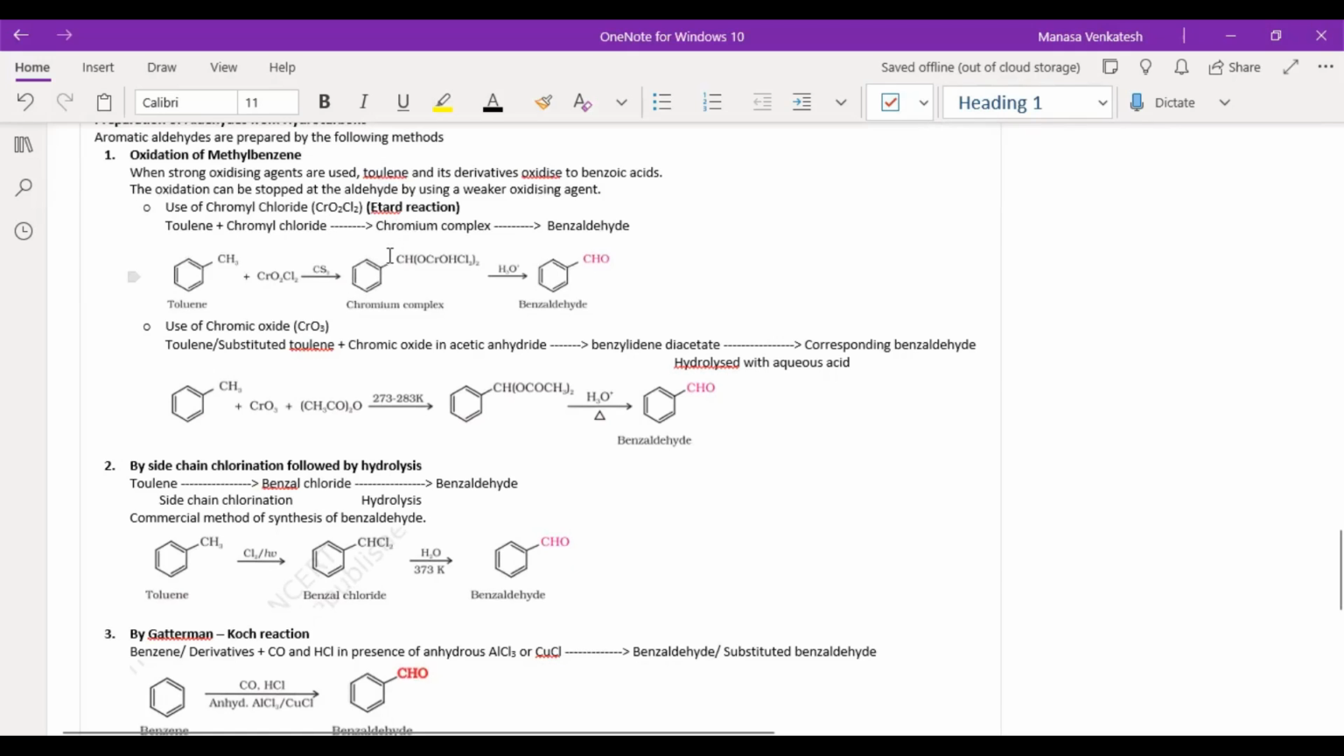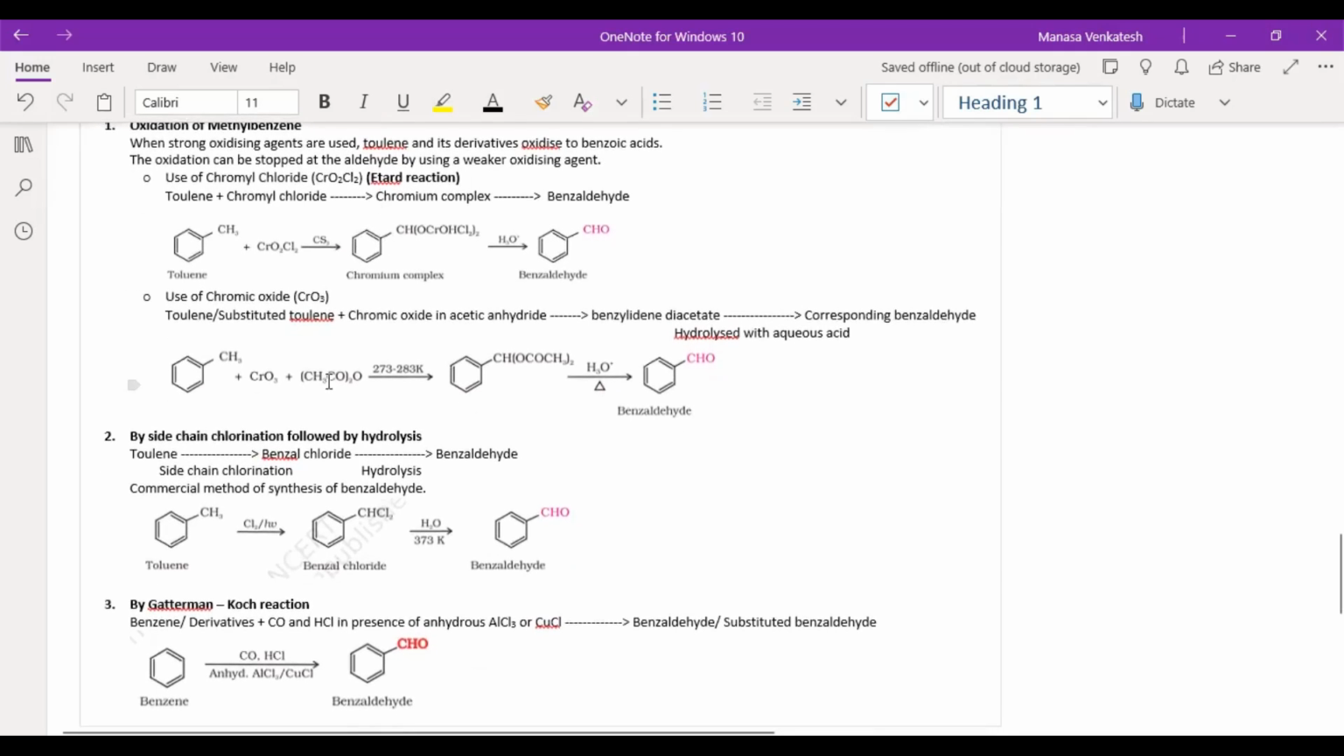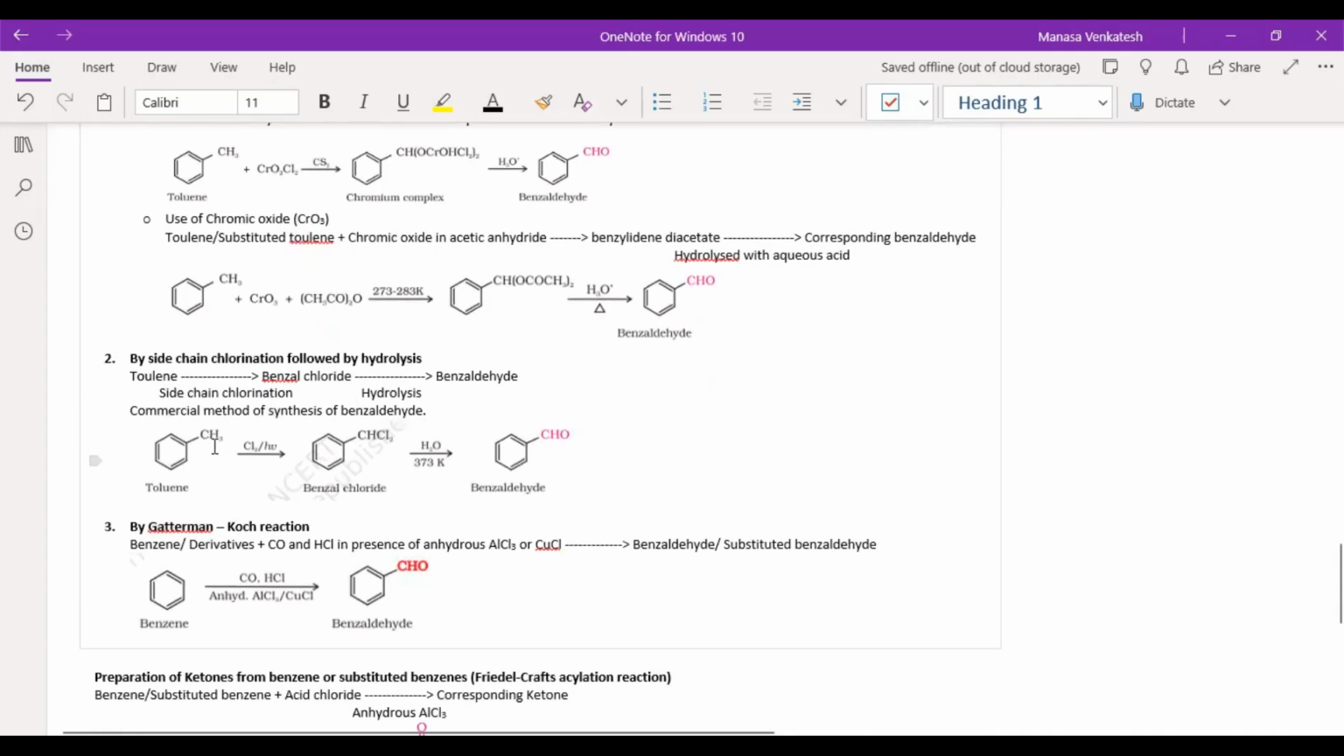The first one is called the Etard reaction. The next one is by side chain chlorination followed by hydrolysis. Now here you have toluene. It's undergoing side chain chlorination, and that's giving us benzyl chloride. And this on hydrolysis is giving us benzaldehyde. So this is actually the commercial method used for the preparation of benzaldehyde. So here you have toluene. It's undergoing chlorination by Cl2 and hv. hv shows that there's light involved, and it's leading to the formation of benzyl chloride. Two of the hydrogens of the CH3 have been replaced by chlorine atoms. And this is undergoing hydrolysis to give us benzaldehyde.